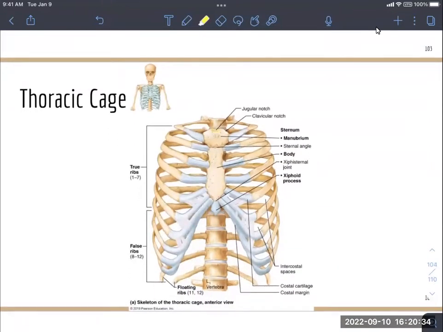So here's that jugular notch right at the top of the sternum. We have our manubrium as the top bone. That sternal angle is where the manubrium and the body attach. The body of the sternum is the longer flat portion. Then that xiphoid process, as I said, is that little point at the bottom.